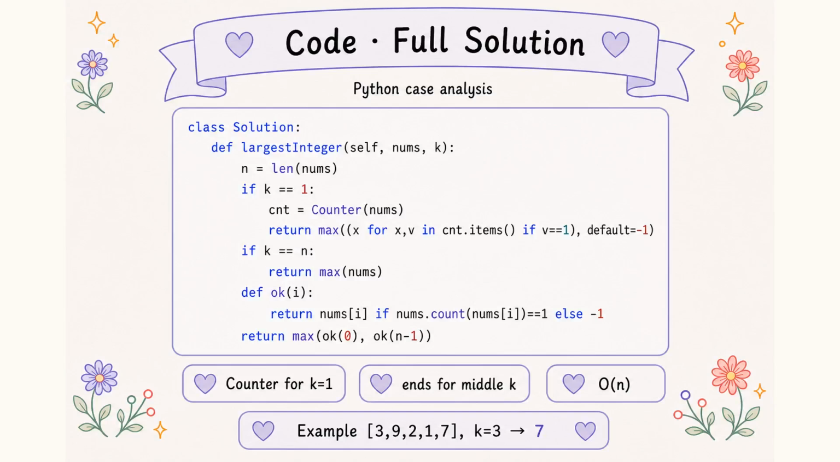Here is the full Python solution. For k equals 1, use a counter and take the max value with count 1. For k equals n, return max of nums. Otherwise, define a helper ok(i) that returns nums[i] only if it appears once, else -1. Return the max of ok(0) and ok(n-1). Example [3, 9, 2, 1, 7] with k = 3 returns 7.